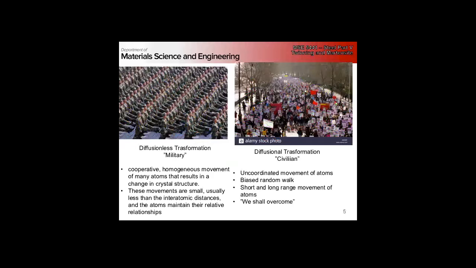Now compare that to a diffusional transformation, where each atom is sort of moving individually, right, under some bias, right? So you can think about that like the March on Washington or some other large political demonstration. You have a huge number of people all moving under the same bias, but they're not moving in a coordinated way. People are meandering back and forth across the street to talk to each other. They're walking at a slow pace. They're singing protest songs.